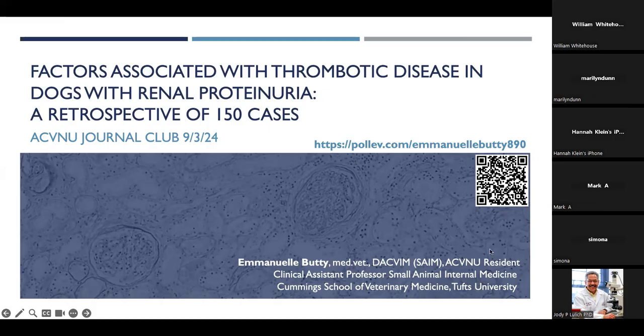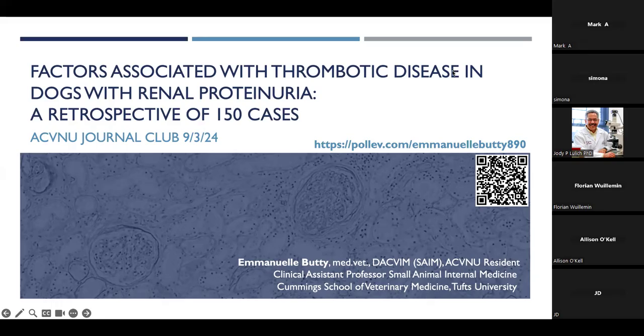In the meantime, you can scan the QR code or go to the website polev.com/Emmanuelle Butty 890. We're just going to start the presentation with a quick poll. It's always interesting when we have a meeting of people like that to see what everybody is doing. So I will take the chance to have all of you here join the poll. Thank you.